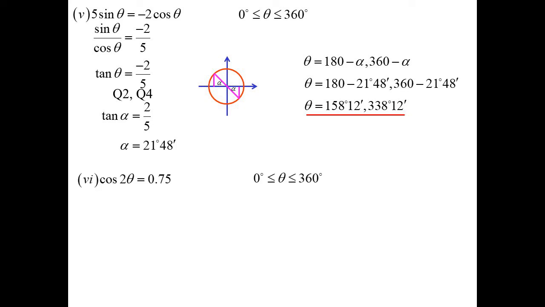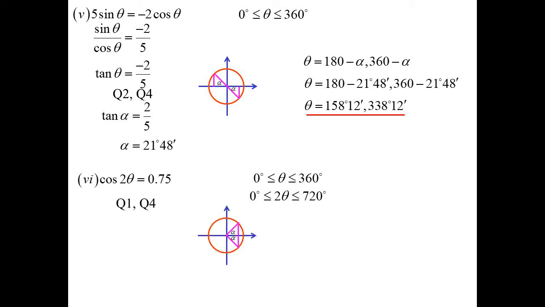Cos 2 theta is 0.75. Now, we're told theta is going between 0 and 360, but we've got to find 2 theta before we can find theta. So I need to look between 0 and 720 for 2 theta. So we're going around the circle twice. Other than that, it's the same.